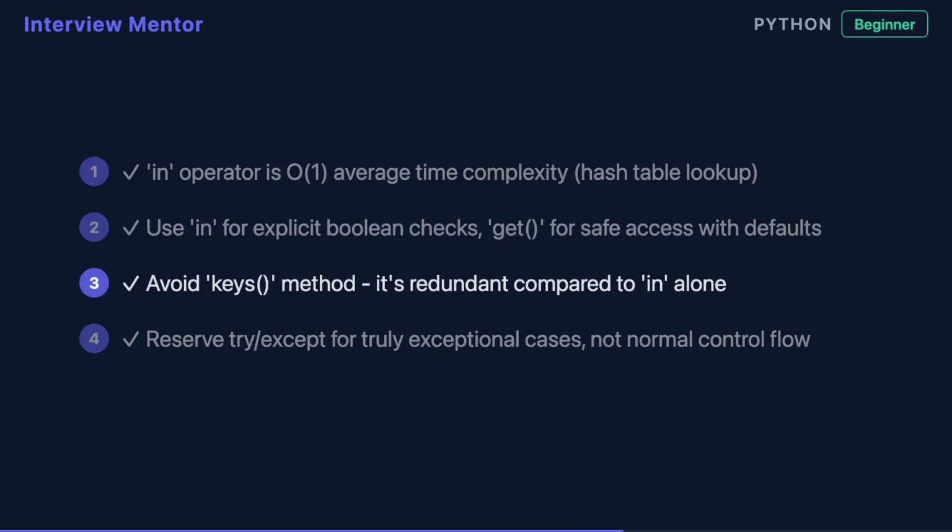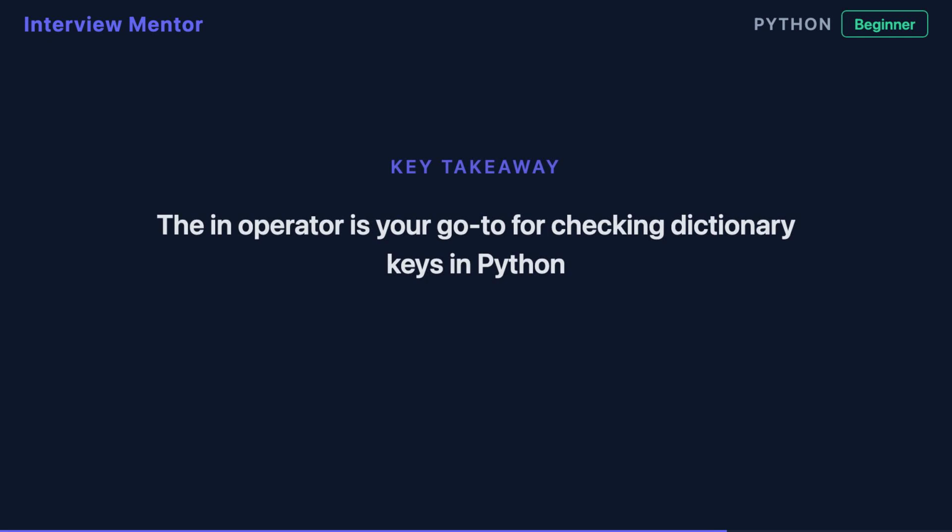For most situations, stick with the in operator for explicit checks, or use get when you need a default value. Avoid the keys method since it's redundant, and reserve try except for truly exceptional scenarios. Remember, the in operator is your go-to for checking dictionary keys in Python. It's fast, readable, and Pythonic. Practice these patterns, and you'll handle dictionaries like a pro.